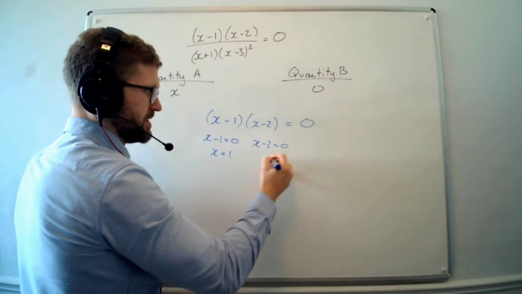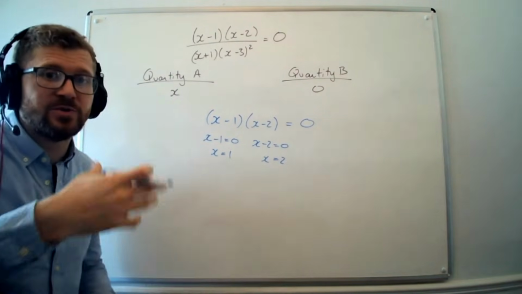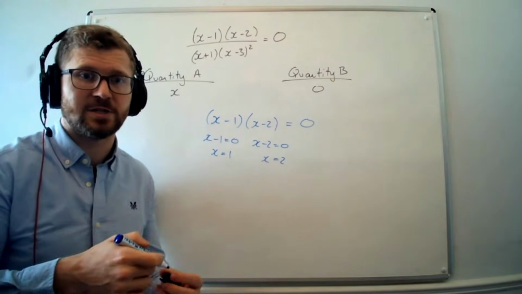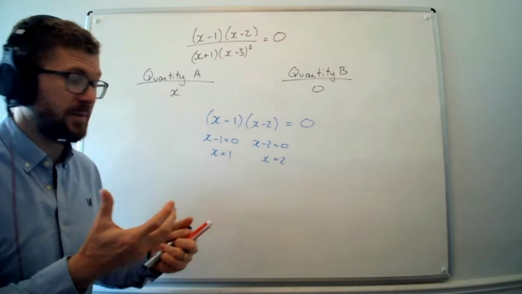And x minus 2 is equal to 0 for the second bracket. That would give me x equals 2. And I've got my two solutions, my two roots of this quadratic equation, either x equals 1 or x equals 2. Now, the final step with this problem is not to slip up here.